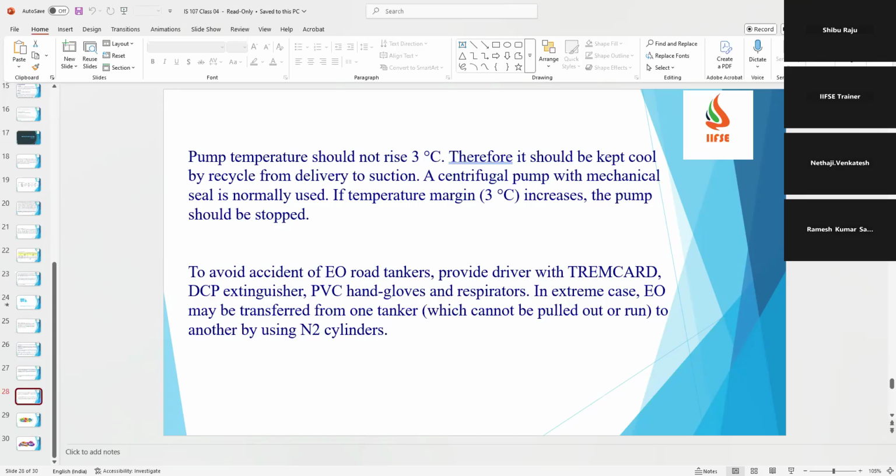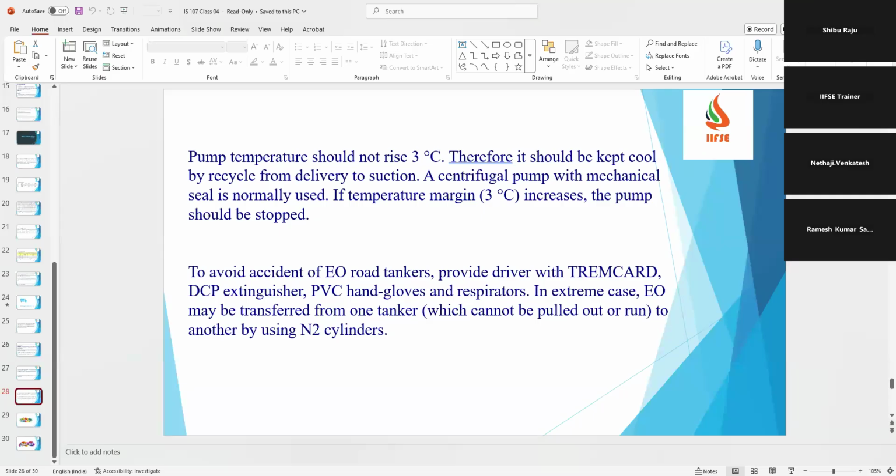To avoid accidents of EO road tankers, provide a driver TREM card. As we know, the TREM card gives the basic hazards and the preventive measures, how we can react in case any emergency happens. Then PVC gloves and respirators.